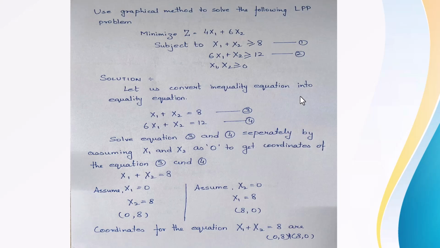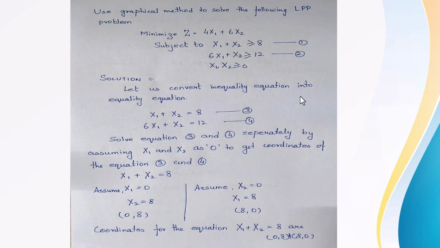So we have to convert the inequality sign into equality sign, and the equations become x1 + x2 = 8 and 6x1 + x2 = 12. Now we have to solve these equations to get the coordinates of each equation so that we can draw the line on the graph. To get the coordinates, we assume x1 and x2 as 0 in turn. Let's say equation x1 + x2 = 8.